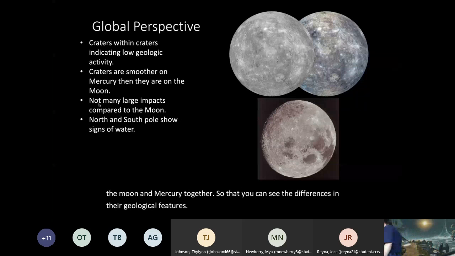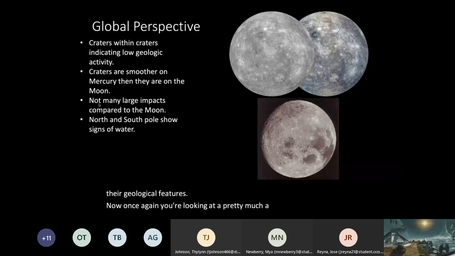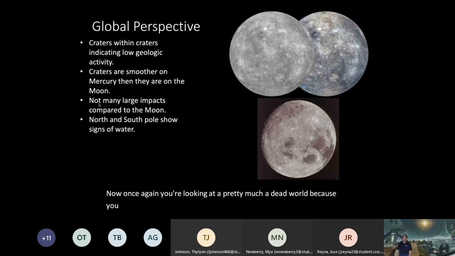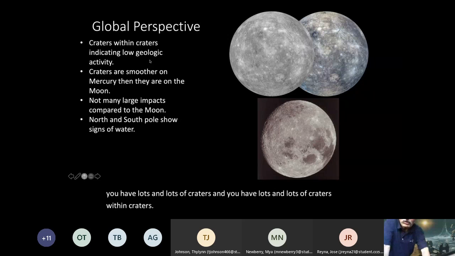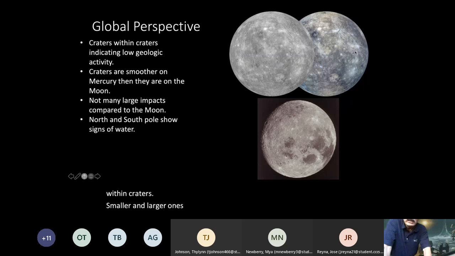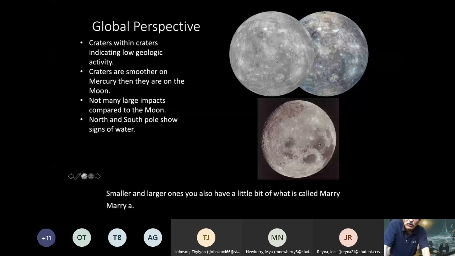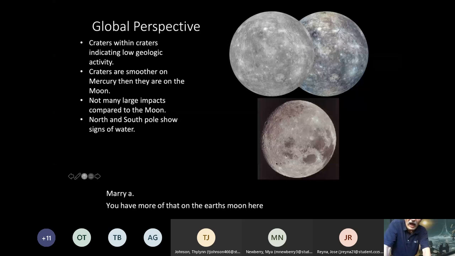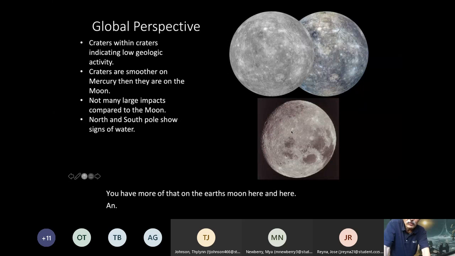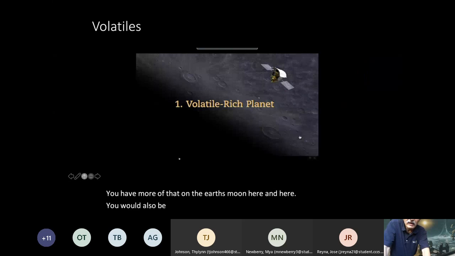Now, once again, you're looking at pretty much a dead world because you have lots and lots of craters, and lots of craters within craters, smaller and larger ones. You also have a little bit of what is called Maria. You have more of that on the Earth's moon here and here and here would also be a good idea.